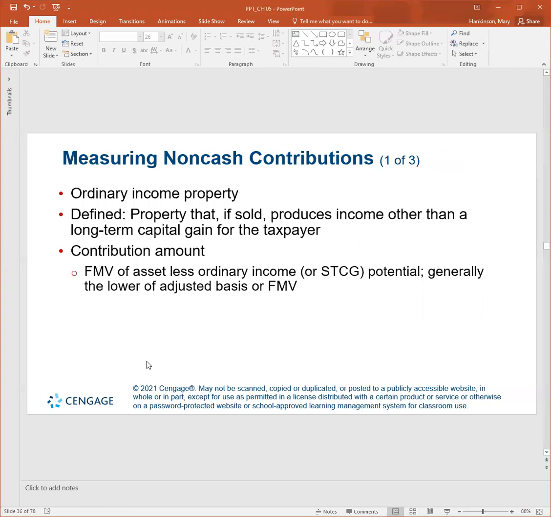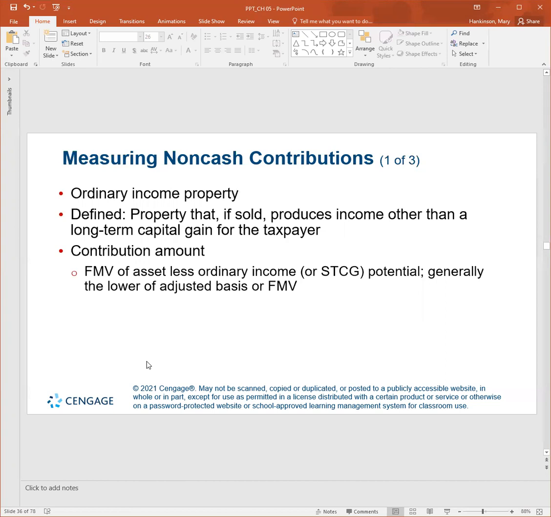All right, so let's talk about measuring non-cash contributions. A deduction is available for contribution of property as well as cash. How a non-cash contribution is measured depends on the type of property contributed. For this purpose, property must be identified as capital gain property or ordinary income property.